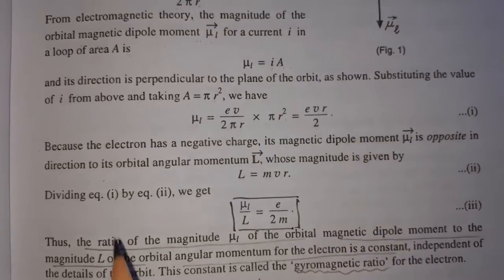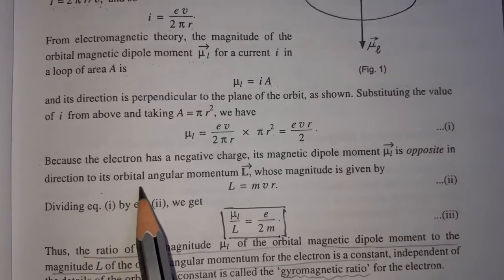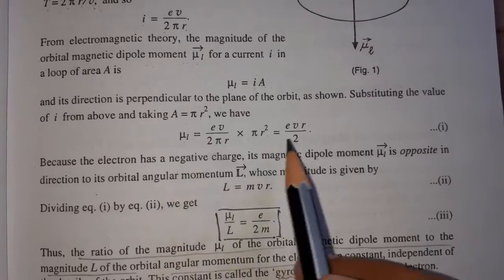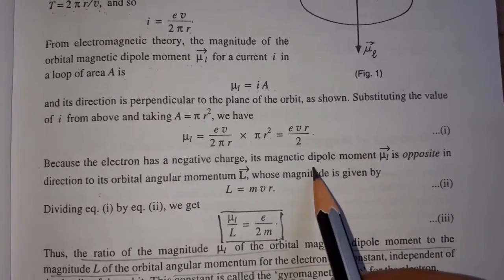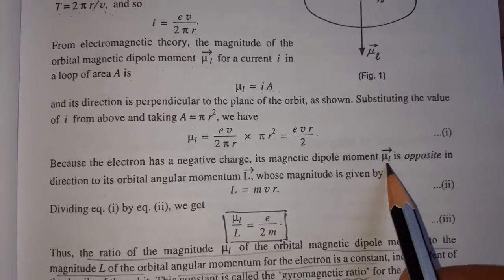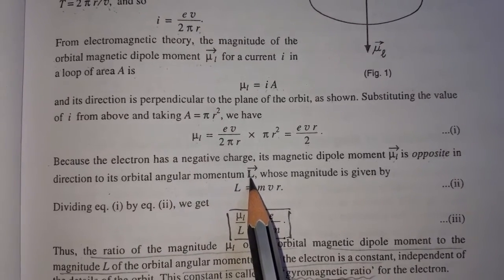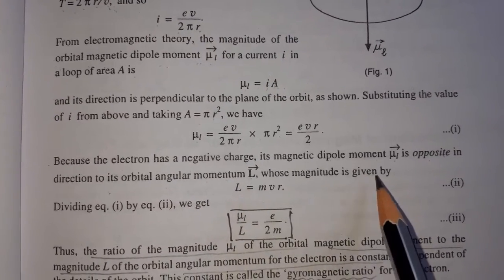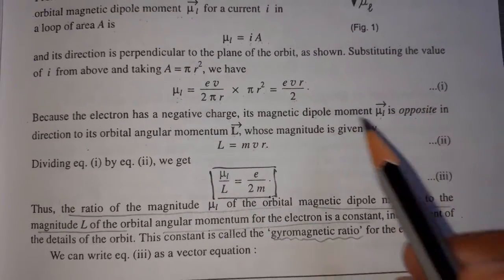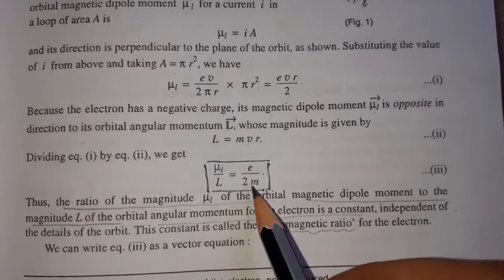Now because the electron has a negative charge, this dipole moment mu l is opposite in direction to its orbital angular momentum L. This is very important: the dipole moment of the electron is always opposite to the orbital angular momentum L. And from Bohr's theory we know that L equals m v r. This is equation 1 and this is equation 2, and dividing these two equations, mu l upon L equals e by 2m.